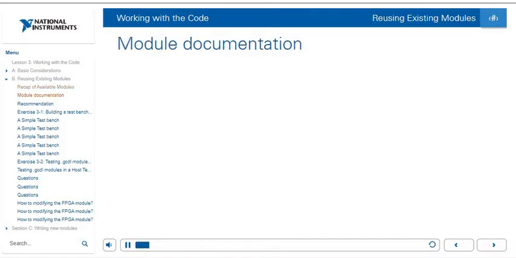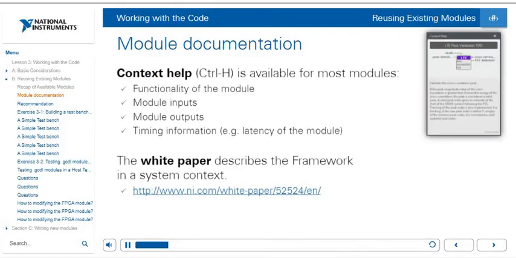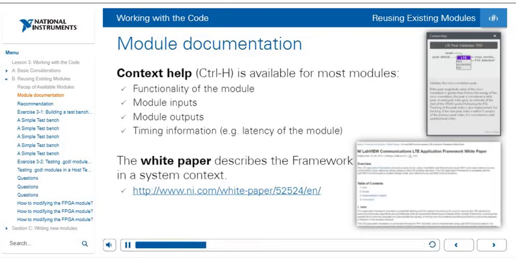The first thing to be aware of when looking to modify existing blocks in the application framework is all the documentation available for those blocks. The first thing that you can use is what is called context help. When you are looking at the actual code, if you hit Control and then H in LabVIEW, and then hover over one of the blocks, you will see documentation available for most of the modules. This documentation will include functionality of the module, inputs, outputs, and timing information such as the actual latency of the module. In addition to this, the LTE Application Framework white paper online describes the framework in a full system context. In this white paper, you can look at the high-level architectures and blocks and how they were implemented as compared to the standard.